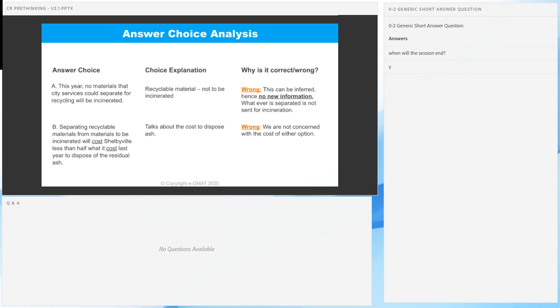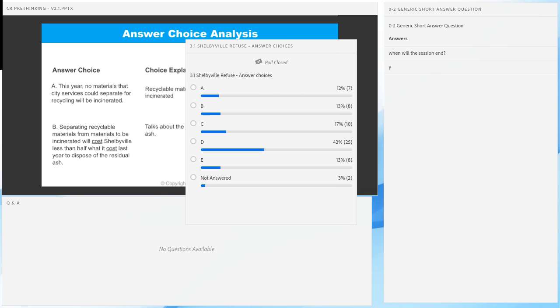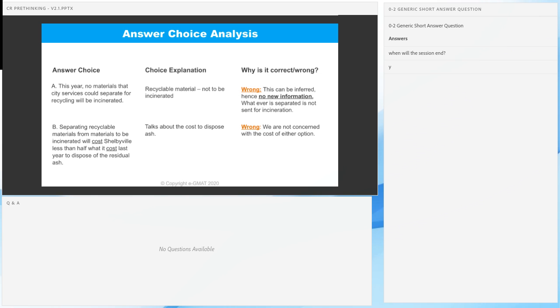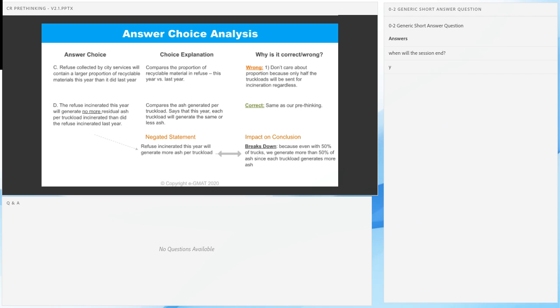We can really see how many of you got this right. 42% got this right overall. Choice A says this year no materials that the city services could separate for recycling will be incinerated. This is a must be true answer choice, but you can infer it from the argument. It doesn't provide new information, hence this is wrong. Choice B talks about the cost, and we don't care about the cost. Choice C talks about the proportion of recyclable materials. Again, doesn't matter because we're only going to get half as many truckloads.